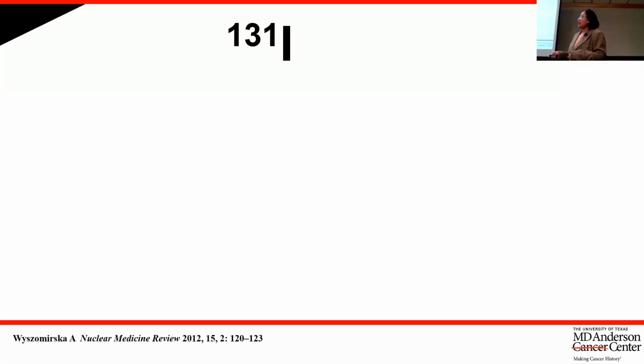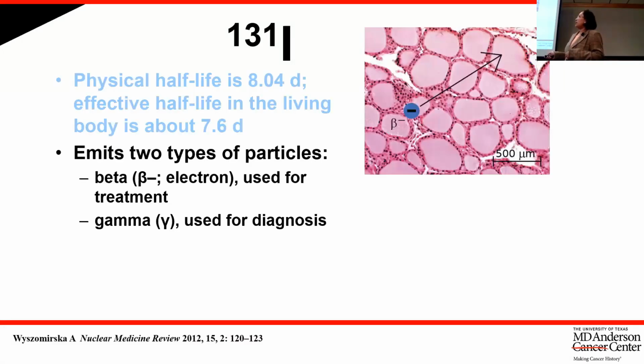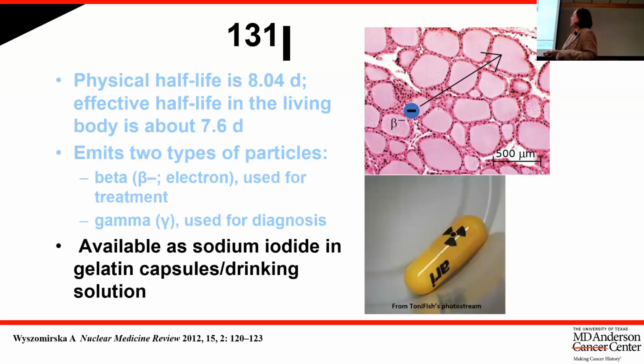Now we come on to radioactive iodine or iodine 131. The half-life of this is about 8 days, and that's why we recommend isolation after that. It emits two types of particles. The beta one, which is the one that we use for treatment. The gamma, the low dose one, is what we use for diagnosis purposes. Then it's available as sodium iodide injected in capsules or a drinking solution. It's not like the radiation treatment or external beam radiation that we are familiar with. This is radioactive iodine in a very easy to consume capsule.